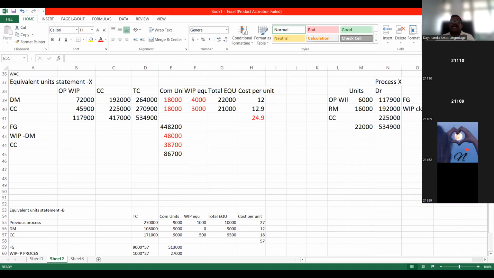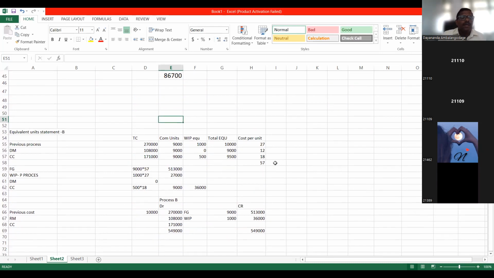I'm using the Excel sheet again. What I will do is, this is the equivalent unit statement, not B, Y. I'm using the Y.